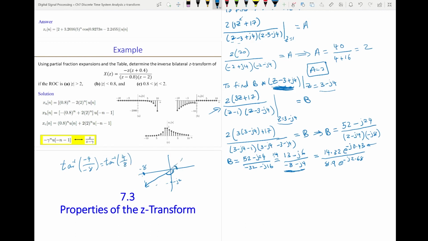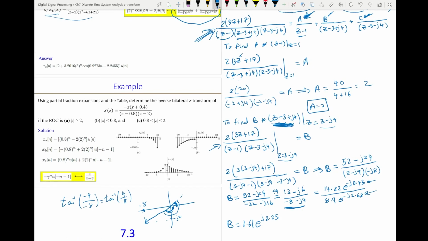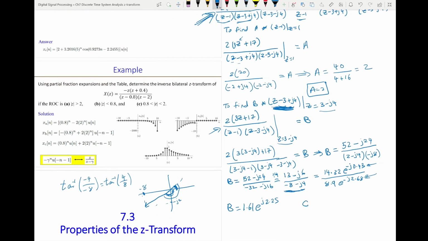So then how do you find it? It's what the calculator gives you, minus 180, and you will get this, which is minus 2.68. And b equals, if you divide, it will come out to be 1.61. Now the good thing, you don't need to find c. Why? Because c will always be the conjugate of b. So I can confidently say c will be 1.61 e to the minus j 2.25. This is the conjugate of this. It has to be because then x of n has to be real.